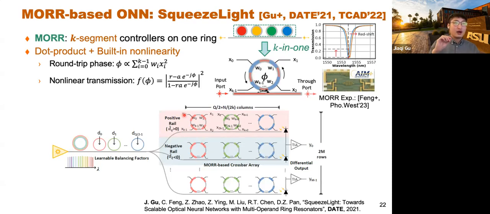We also have the positive rail and negative rail. So basically, we have a positive multiplication and a negative multiplication, and in the photocurrent, the positive one is subtracted from the negative one. Then you have a differential structure with both positive and negative values. We also have learnable balance vectors. We can further modulate the intensity of different wavelengths, and then you can assign different importance to the different MORs. Otherwise, different MORs have a normalized output intensity.